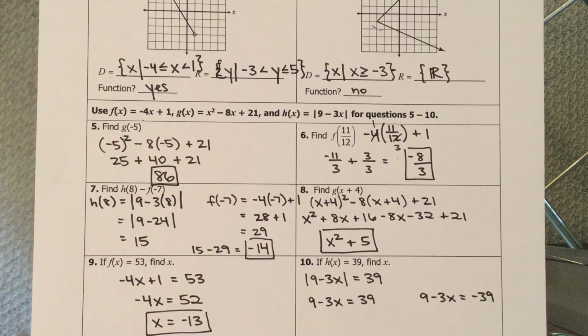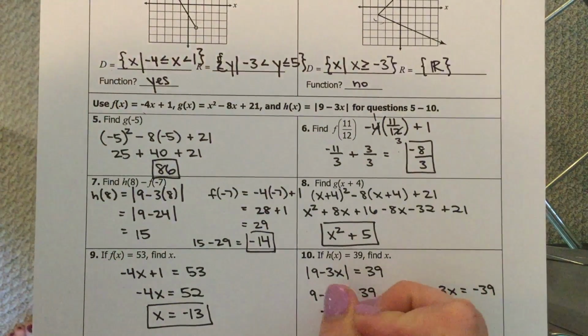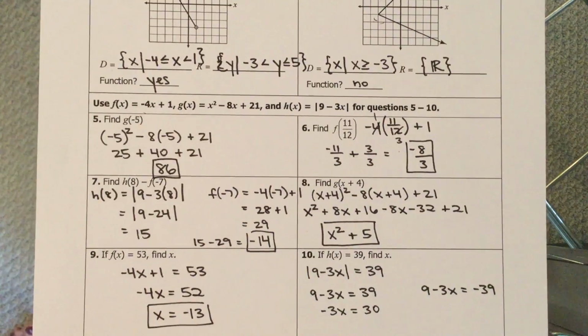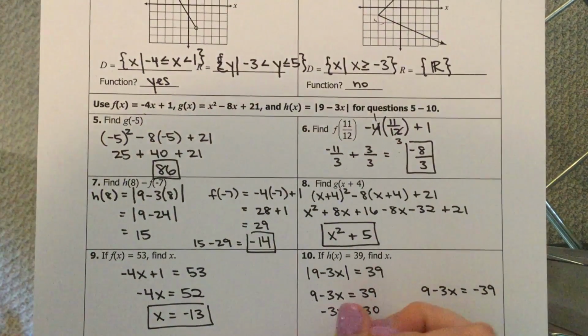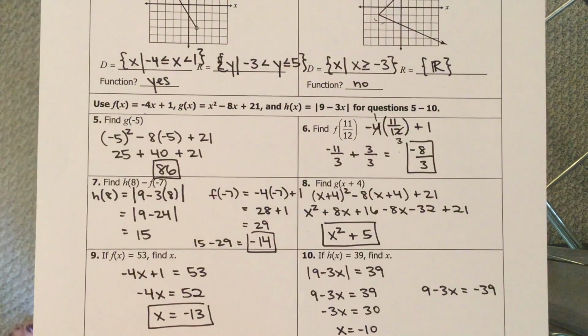So ignore what I said about the KISS. That is just for the inequalities. So these are now just 2 separate equations that you'd have to solve. So here you're going to subtract the 9 from both sides. 39 minus 9 is just 30. And then divide both sides of the equation by -3. Negative 30 divided by negative 3 is negative 10.